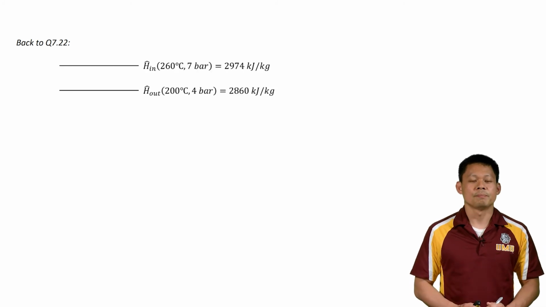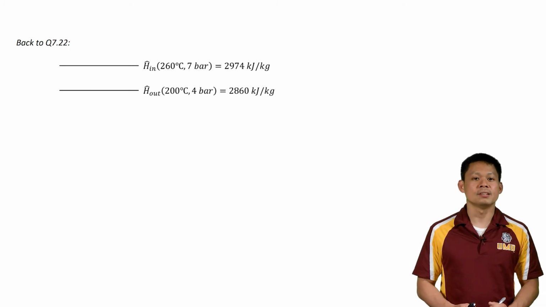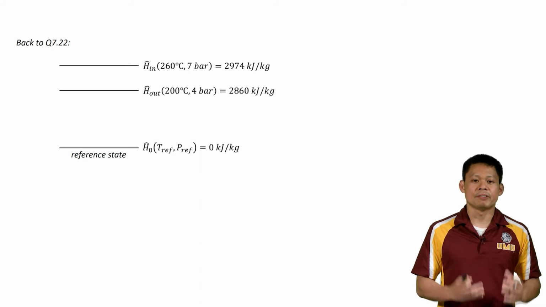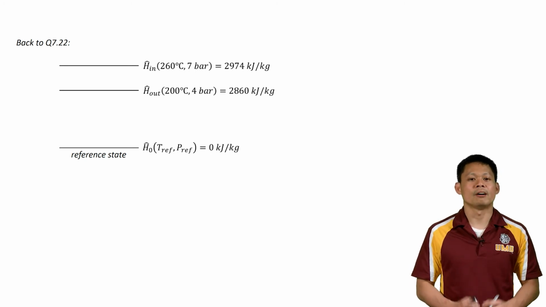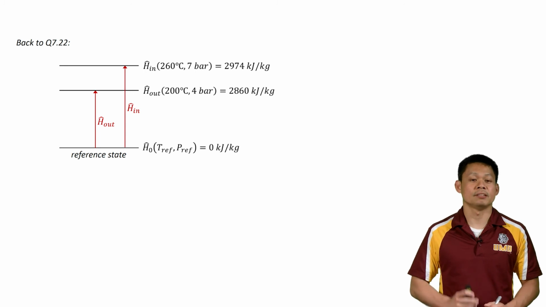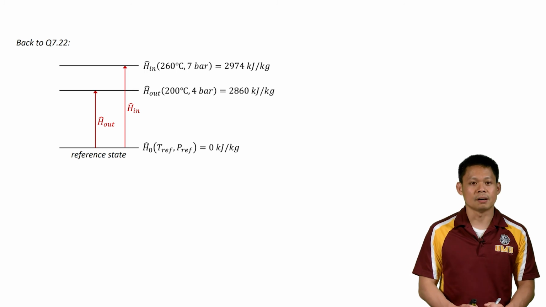So let's go back to our question 722. We are given the enthalpies at the inlets and the outlets. So here are the values that were given: 200 degrees C, 4 bar, 260 degrees, 7 bar. So we have the two enthalpies over here. What this really means is that it is defined relative to some reference state. We are not given what the reference state is, but it doesn't matter. There's some reference temperature and some reference pressure where our enthalpy is defined as 0 kilojoules per kilogram. And those values of 2860 and 2974 are defined relative to that reference state. So that's what the inlet enthalpy and the outlet enthalpies are.